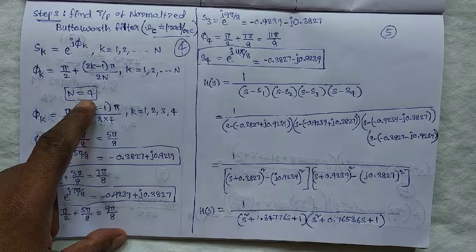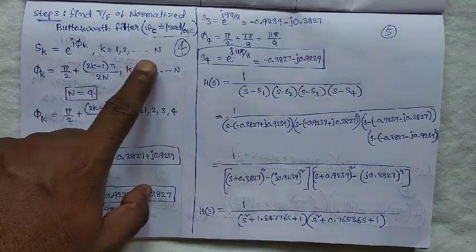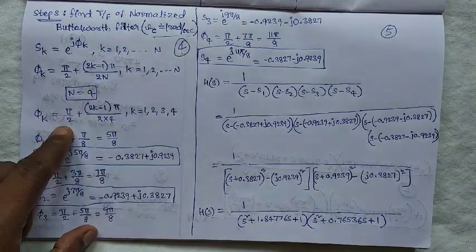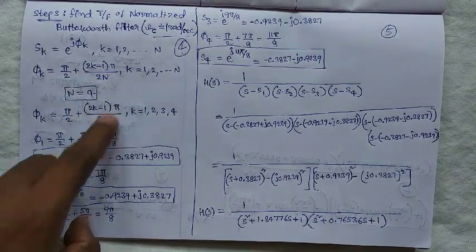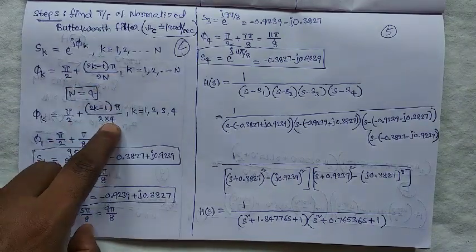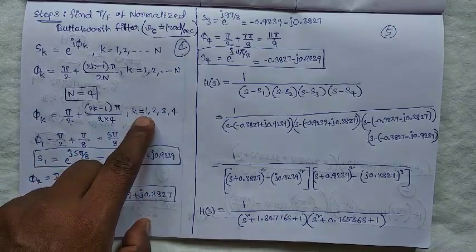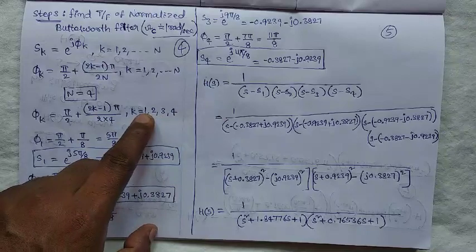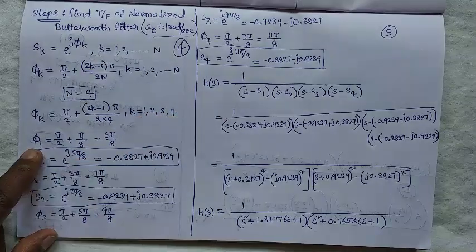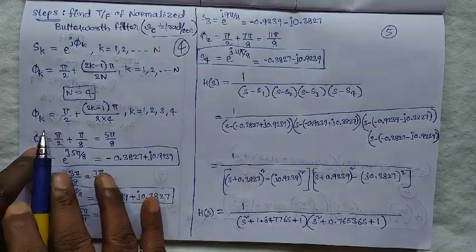Here for capital N is equal to 4, phi k is equal to pi by 2 plus (2k minus 1) into pi by (2 into 4), where k is equal to 1 to N, means 1, 2, 3, 4. First of all we are determining phi k.